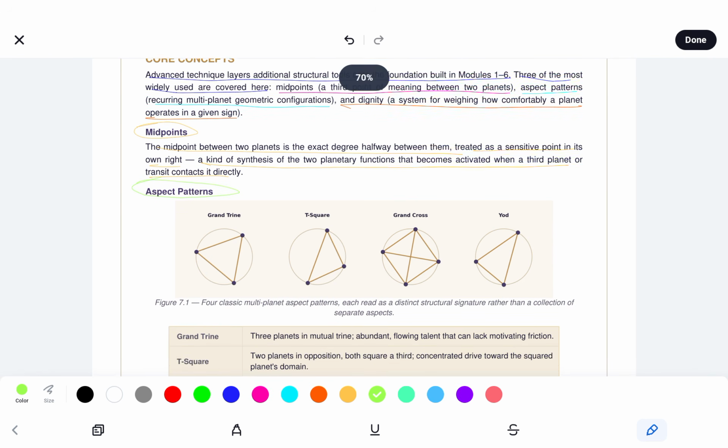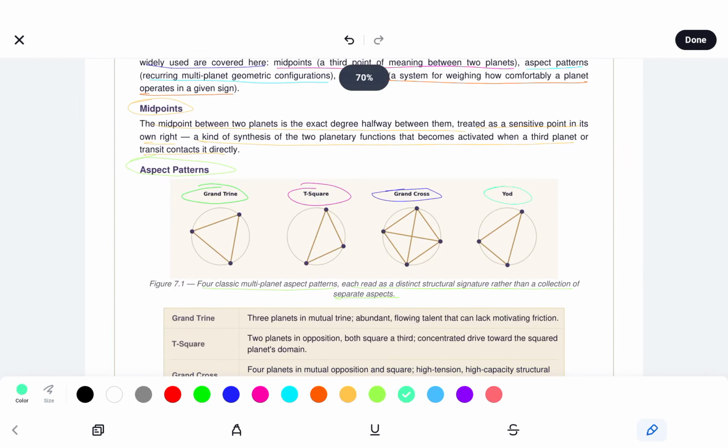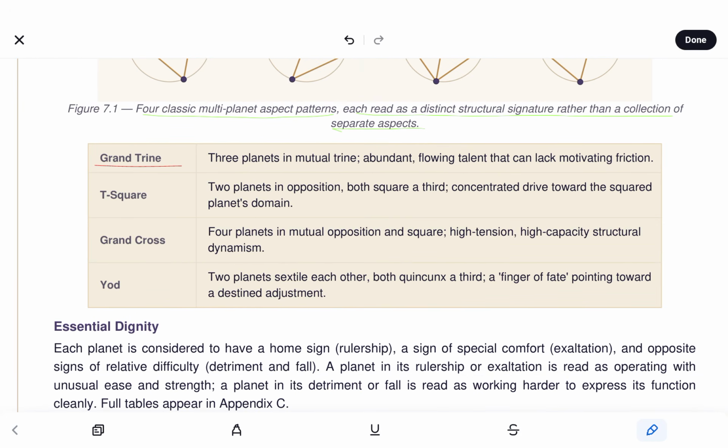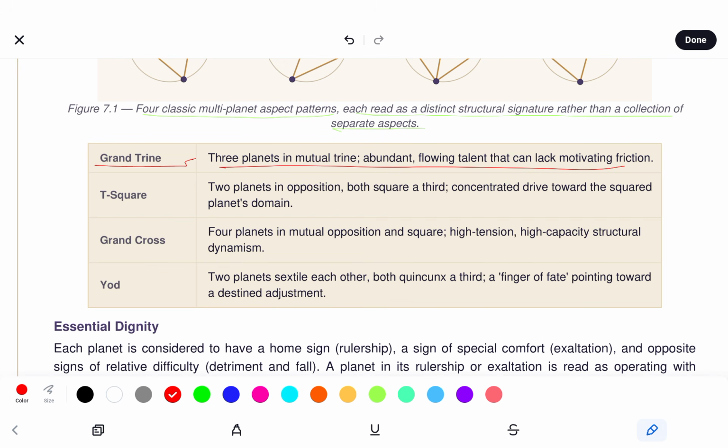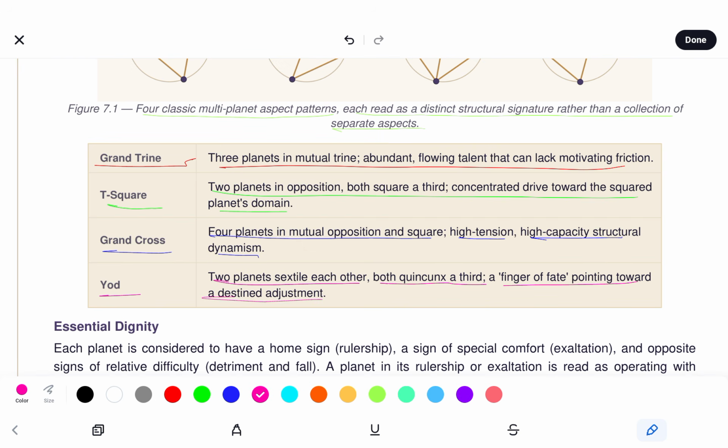Here we have aspect patterns, 4 classic multi-planet aspect patterns, each read as a distinct structural signature rather than a collection of separate aspects. So we see the Grand Trine, T-square, Grand Cross, and Yod. So what these mean: Grand Trine is 3 planets in mutual trine, abundant flowing talent that can lack motivating friction. The T-square is 2 planets in opposition, both square a third, concentrated drive toward the squared planet's domain. Grand Cross, 4 planets in mutual opposition and square, high tension, high capacity, structural dynamism. And Yod is 2 planets sextile each other, both quincunx a third, a finger of fate pointing toward a destined adjustment.